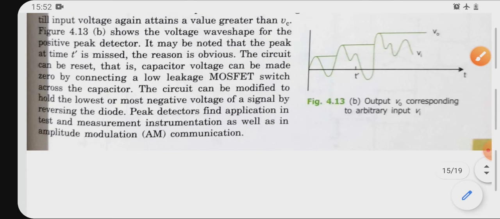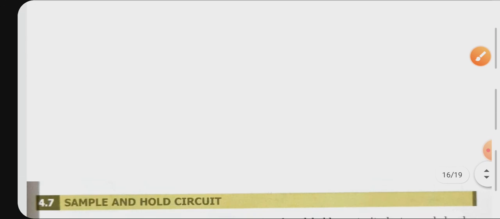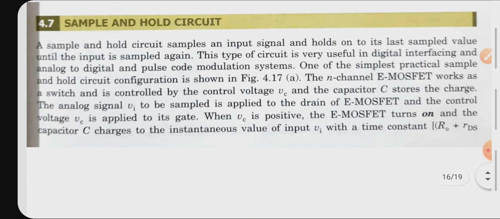Okay, let us move further. Next application of op amp, sample and hold circuit. Its name indicates sampling and holding. A sample and hold circuit is a circuit which samples the input signal and holds on to its last sample value until the input is sampled again.